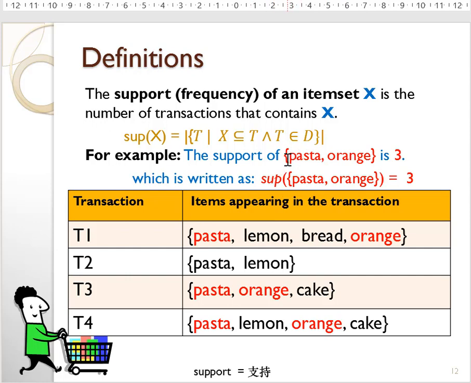Okay, so if it is not clear, I will show you this with an example. For example, we have the set of items pasta and orange. So the support of pasta and orange is said to be 3. Why 3? Because pasta and orange appear together in 3 transactions of this database. Let's have a look. In transaction 1, we have pasta and orange. In transaction 3, we have pasta, orange. And in transaction 4, we have pasta and orange. So 1, 2, and 3 times. So that means pasta and orange has a support of 3. So this measure called the support is used to calculate the frequency, how many times something appears in the database.